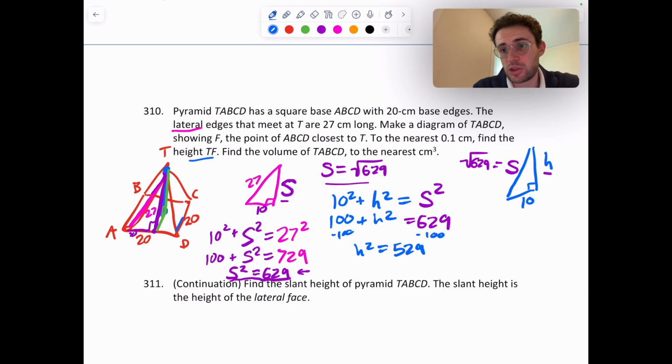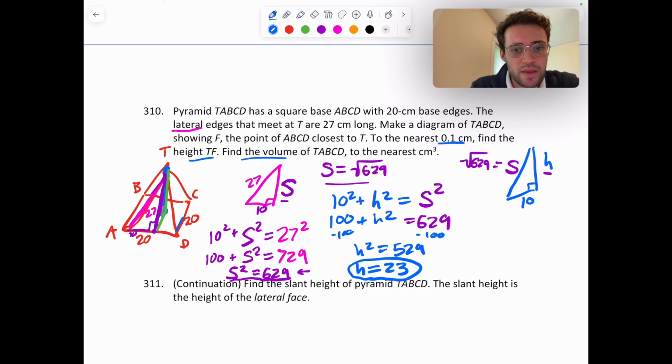Now, because it's geometry, you don't have to worry about your negative solution. You can just do the square root of both sides. The square root of 529 is actually 23. You can type that in your calculator to verify, but that is our altitude. And they say to the nearest 0.1 centimeter. Technically, we don't need to round it here. So you could say 23.0. But it is exactly 23 using this information.